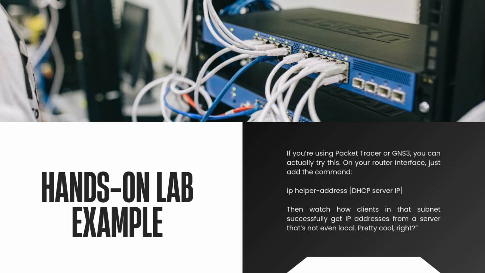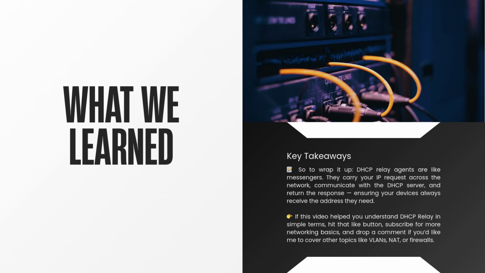Hands-on lab example. If you're using Packet Tracer or GNS3, you can actually try this. On your router interface, just add the command ip helper-address followed by the DHCP server IP. Then watch how clients in that subnet successfully get IP addresses from a server that's not even local. Pretty cool, right?